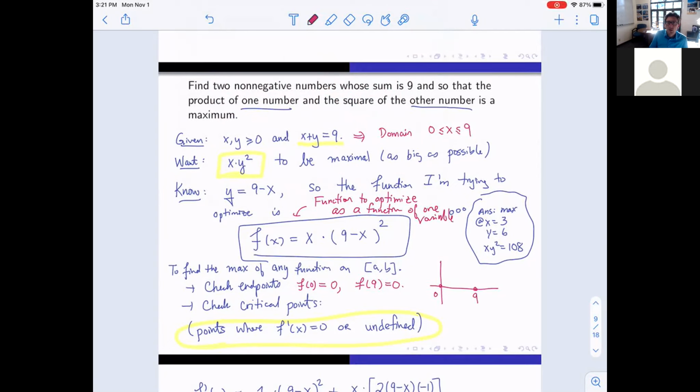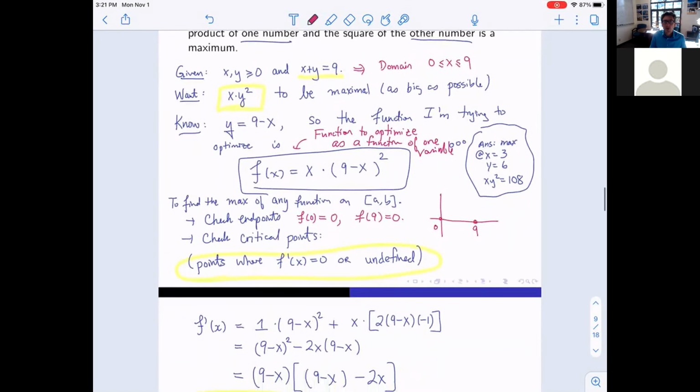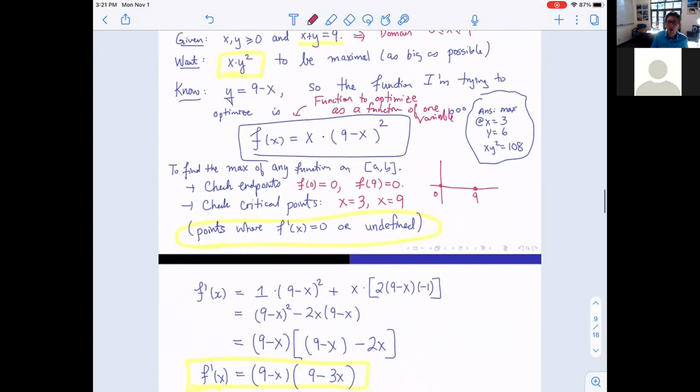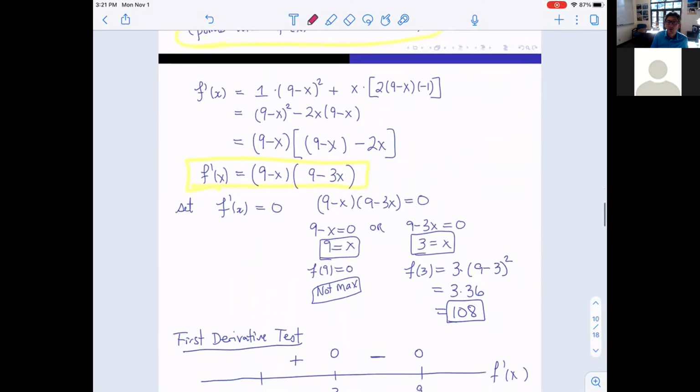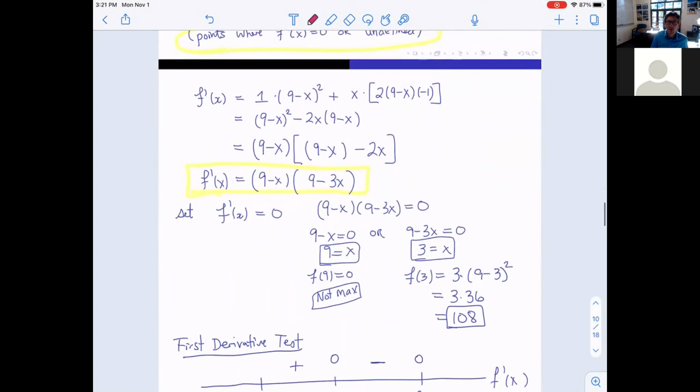And we then thought about a graph. We looked at the endpoints of the interval. We checked the critical points. We got critical points of x equals 3, also x equals 9. And we checked those points and we found that among those, the largest possible value happened when x is equal to 3.